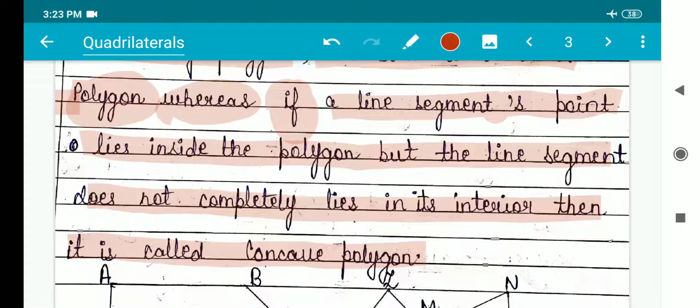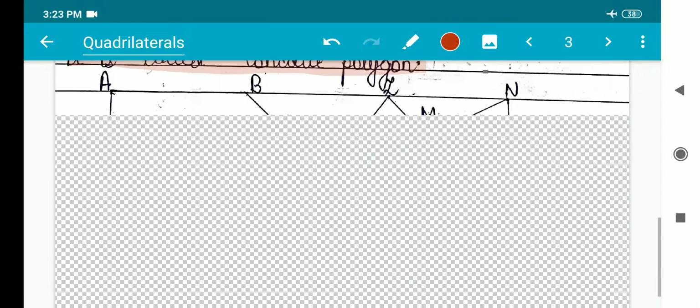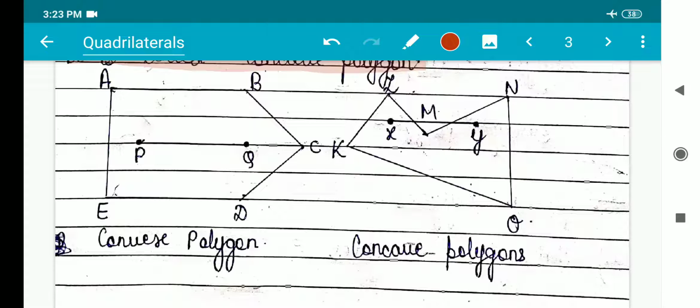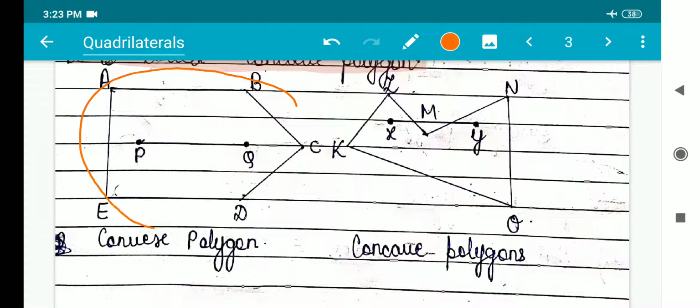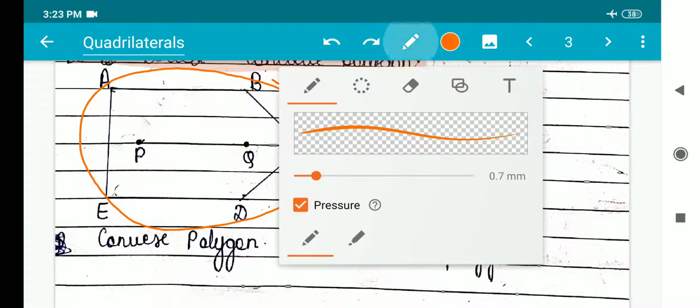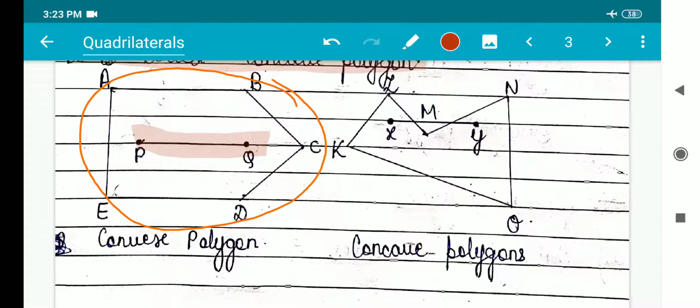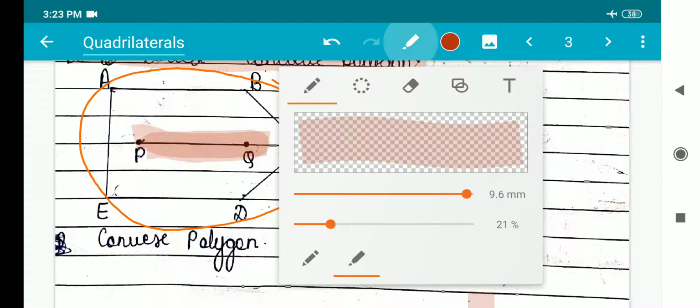So simply, what is a convex polygon? If there is a polygon and a line segment, this is a polygon, and the line segment PQ is lying inside this polygon. Its two points P and Q are completely lying inside this polygon, and this line segment is also completely lying inside it.